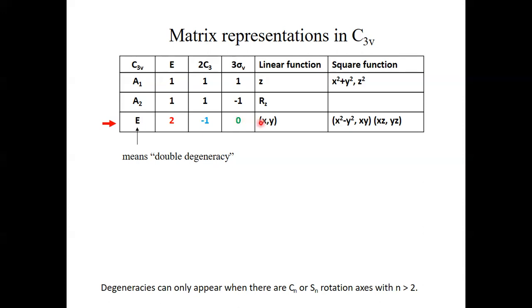You see here the mathematical functions x and y are in parentheses. That means now that the coordinates x and y are degenerate. So any linear function of x and any linear function of y would also be degenerate. You see over here other pairs among the square functions. Any function of x squared minus y squared and xy will be degenerate, and any function of xz and yz will be degenerate. All right. So I just explained this.